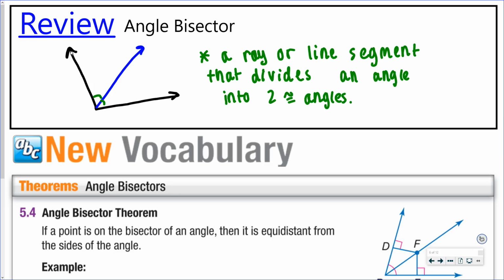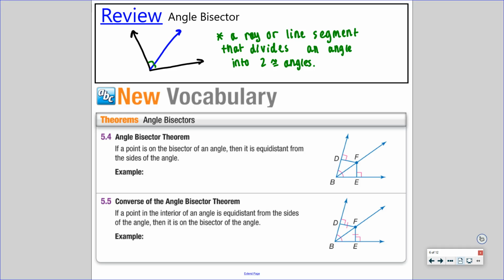Okay. So here's our next theorem. It's called the angle bisector theorem. Pretty clever, huh? Here's how it goes. If you have an angle bisector and you have some point that's on the angle bisector, they are equidistant from the sides of the angle.